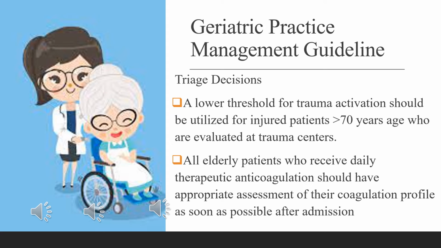For the management of geriatric trauma, it is imperative that we have a proper triage at hand. For geriatric trauma, triage can be a little different from younger adults. A lower threshold for trauma activation should be utilized for injured patients greater than or equal to 70 years old who are being evaluated at a trauma center. All elderly patients who receive daily therapeutic anticoagulants should have appropriate assessment of their coagulation profile as soon as possible after admission or during the ED.